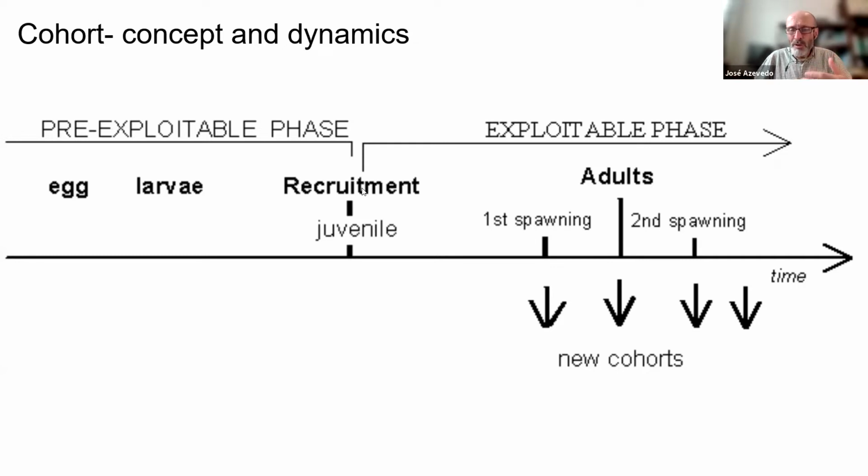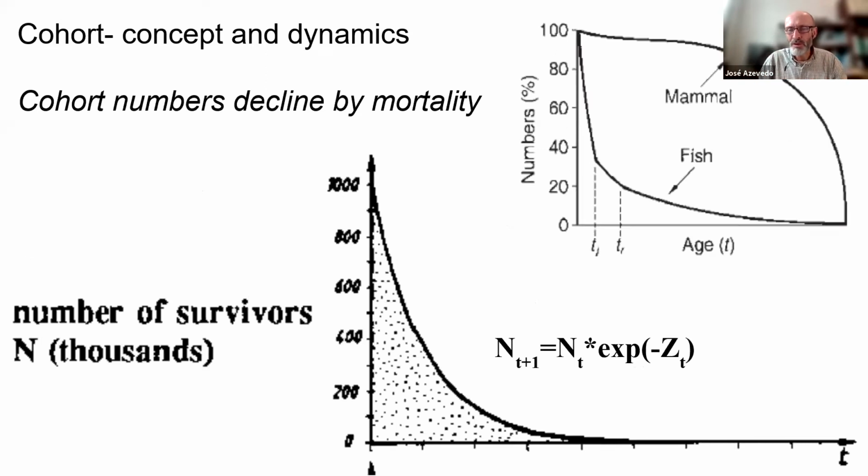And usually also there are several spawnings in the adult phase, and the adult phase will end with the animal's death. And in the process, the animal will reproduce successively and will produce new cohorts. So these are some of the elements in cohorts. Now let's look at several aspects of the cohort dynamic.